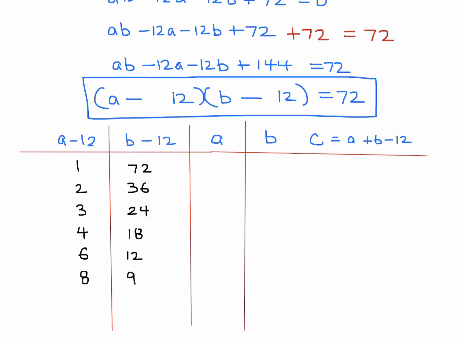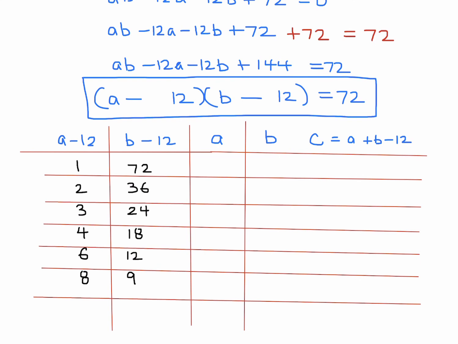Okay, this will allow me to figure out the entire scenario. So here we go. A minus 12, if it's equal to 1, that means A is 13. B minus 12, if it's equal to 72, that means B is equal to 84. And C is equal to A plus B minus 12, so that would be 13 plus 84 minus 12. So we got one triangle. That's great. That satisfies all of our conditions. Let's go with the next one.